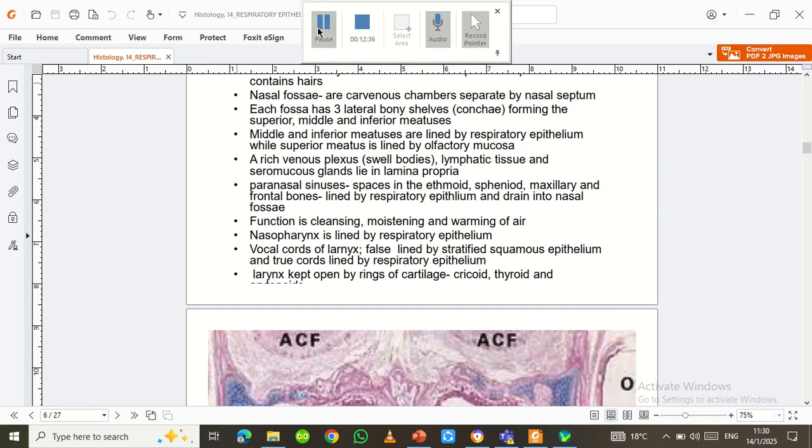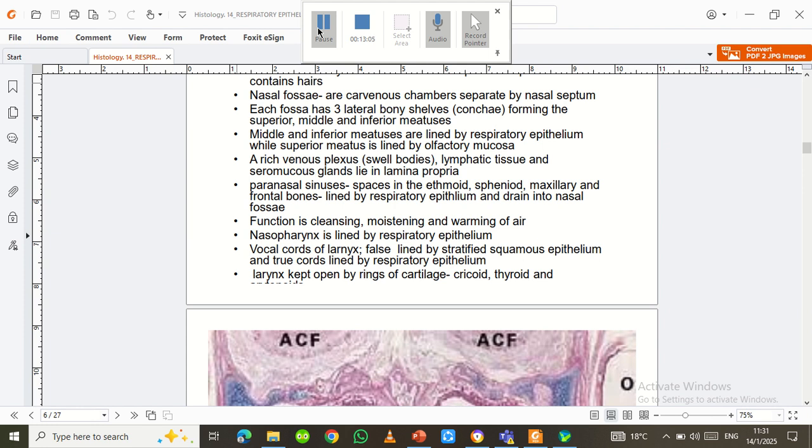These paranasal sinuses are lined by respiratory epithelia and drain into the nasal fossa. So the function is the same: cleaning, moistening, and warming of the air. Remember, we said there is a high degree of vascularity within these paranasal sinuses. So it's very important. We also have what is called the nasopharynx.